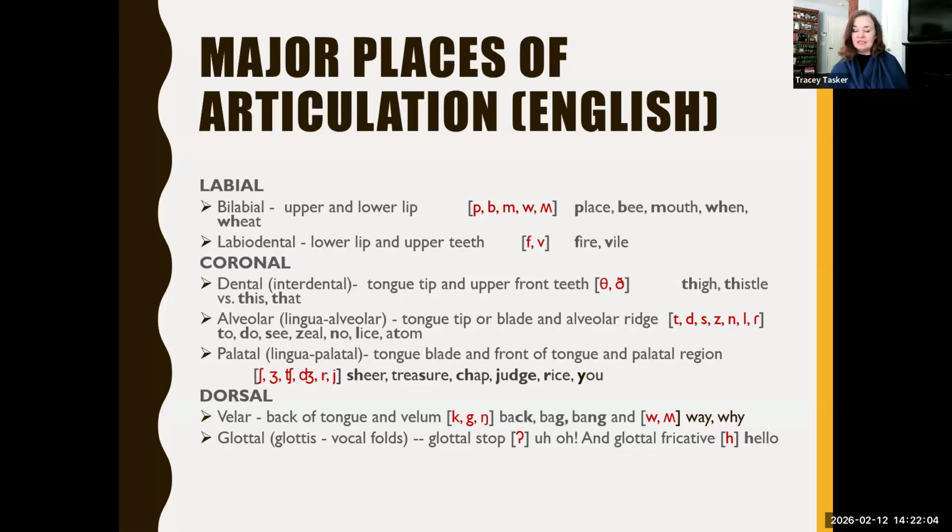Labiodental is the sounds where you could see my upper teeth touching my lip. Dental is where your tongue is going behind those front teeth, but moving out a little bit. So thigh and thistle. You can see my tongue protruding right from my teeth. Alveolar, most sounds are alveolar, so these are very important, and we're going to talk about that a little bit more as we go through this.